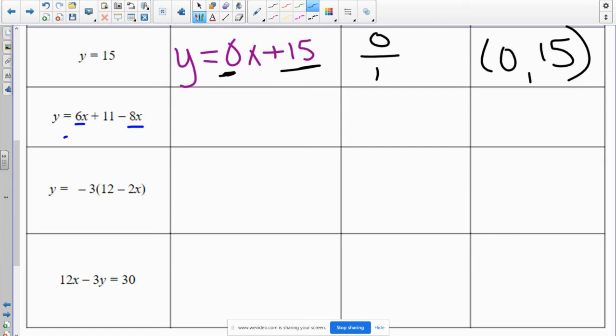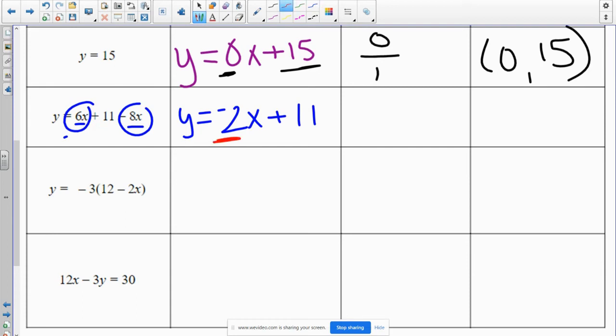So remember, you can take 2 terms that are on the same side of the equation and you can put them together. So since 6x and negative 8x are the exact same term, we can combine them together, add them together, which would make a negative 2. So it turned out y equals this negative 8x and this positive 6x makes negative 2x, and then the plus 11 is what's left.